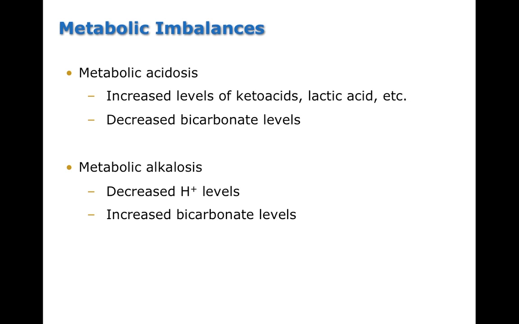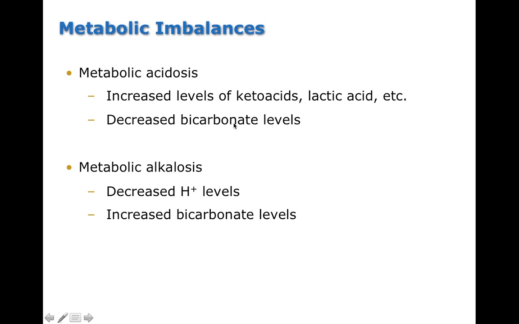So what's interesting then is that if you have any kind of disruption of your organs, like your lungs, your kidneys, it can lead to some pretty interesting imbalances, like we have metabolic acidosis and alkalosis. Now, if it's metabolic acidosis, we're saying that because of an increase in metabolism, you're seeing increased levels of keto acids or lactic acid, and these come from metabolism directly.